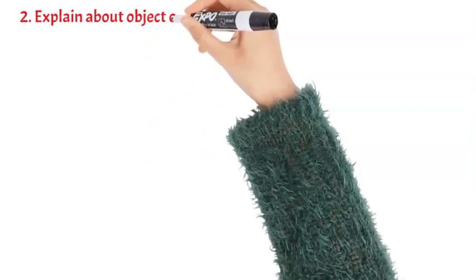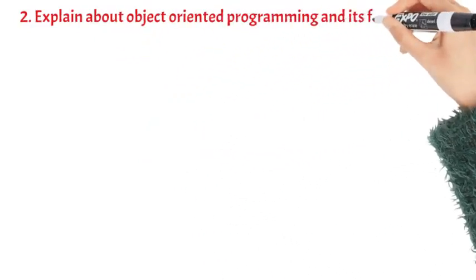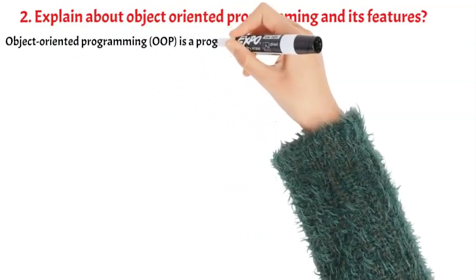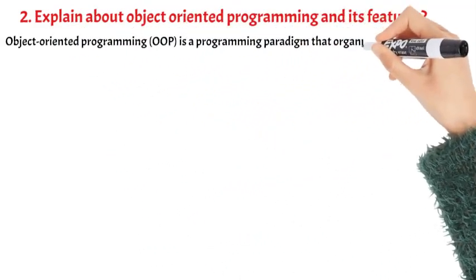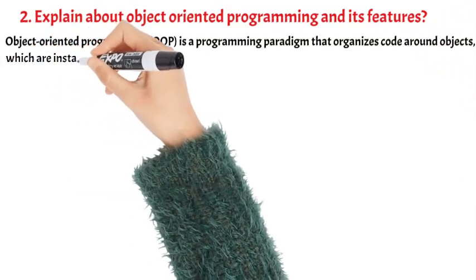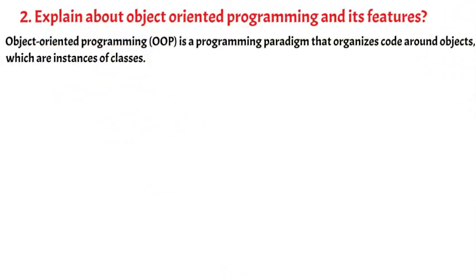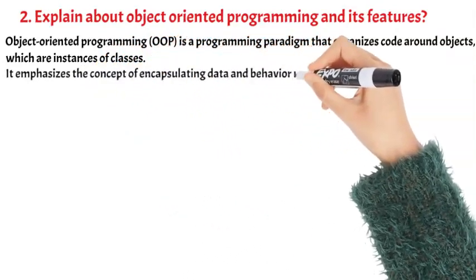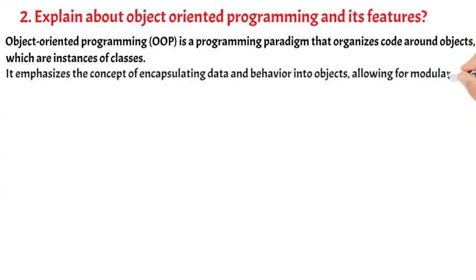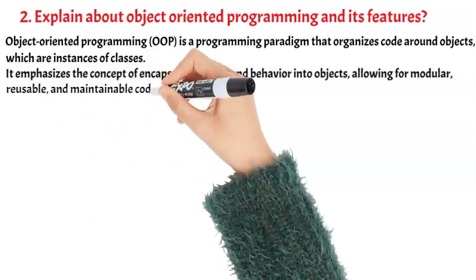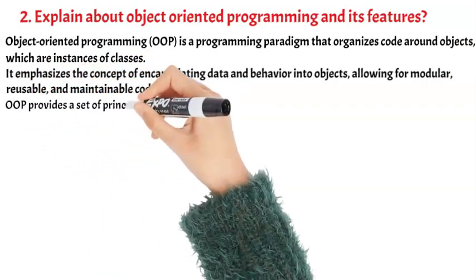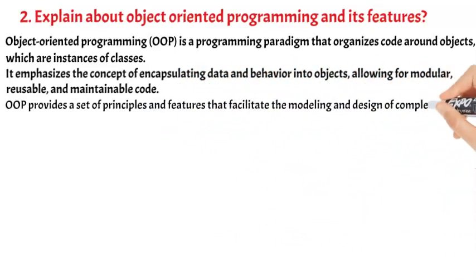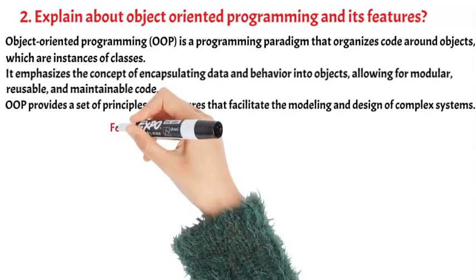2. Explain about object-oriented programming and its features. Object-oriented programming (OOP) is a programming paradigm that organizes code around objects, which are instances of classes. It emphasizes the concept of encapsulating data and behavior into objects, allowing for modular, reusable, and maintainable code. OOP provides a set of principles and features that facilitate the modeling and design of complex systems.